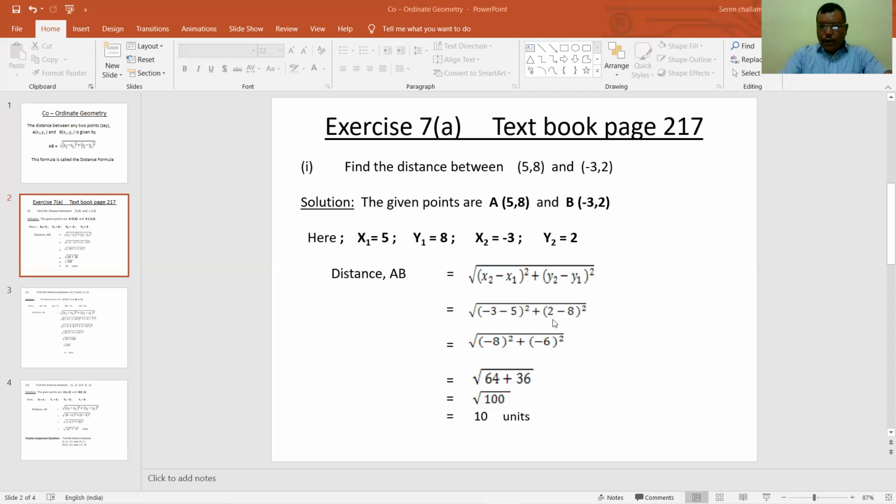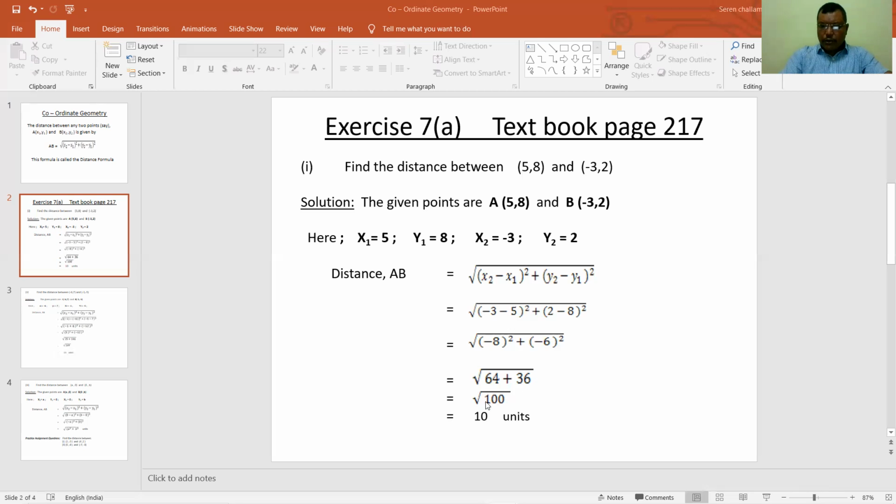Plus 2 minus 8 gives us minus 6. So we write here minus 6 whole thing square. It is equal to square root of, minus 8 if you square we get plus 64, plus, again, minus 6 if you square we get plus 36, so we write here 36.